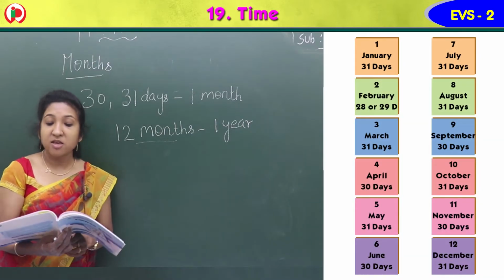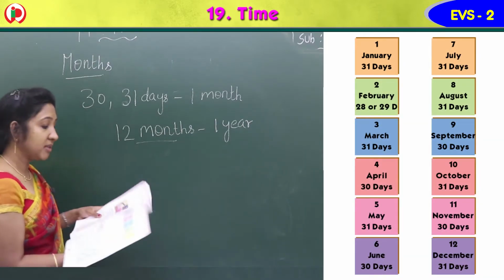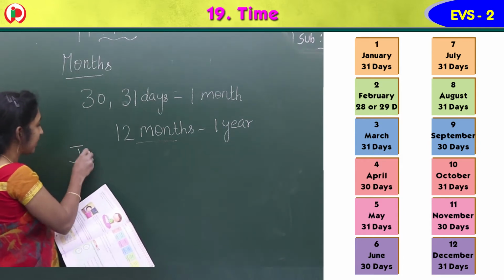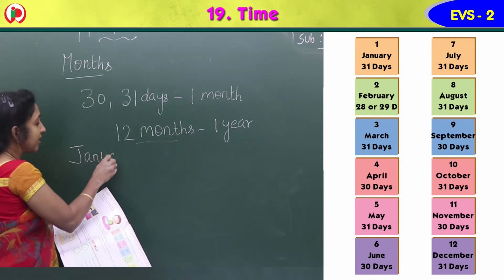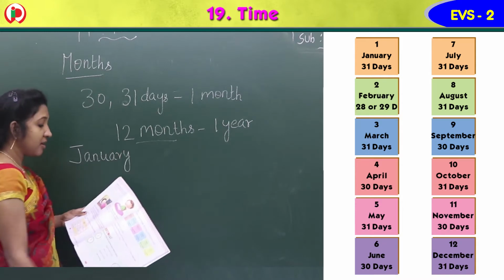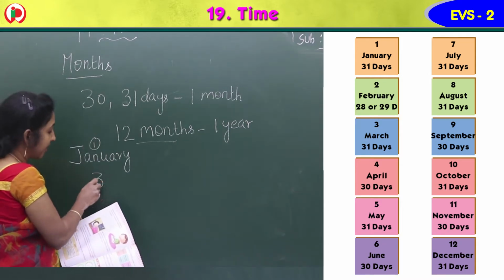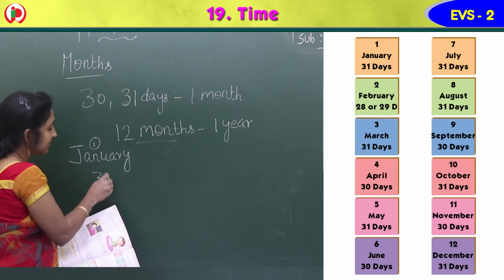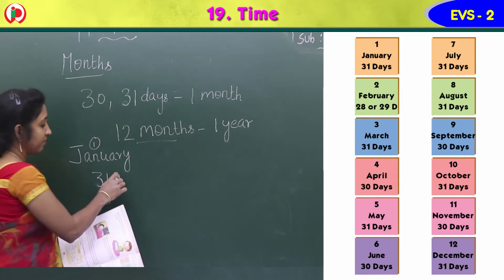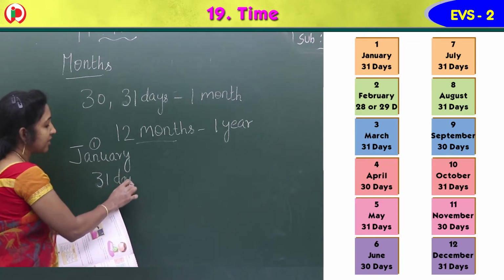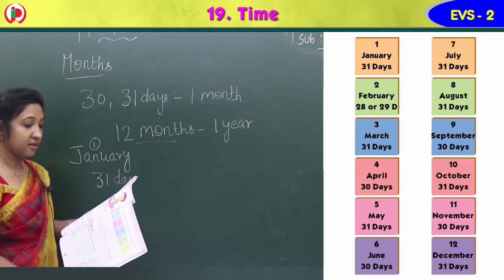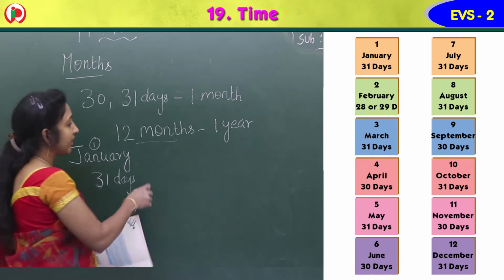Let us see. The first month of the year is January. January is the first month of the year. It has 31 days. January has 31 days. It's the first month of the year.